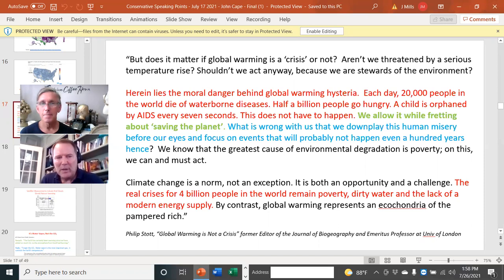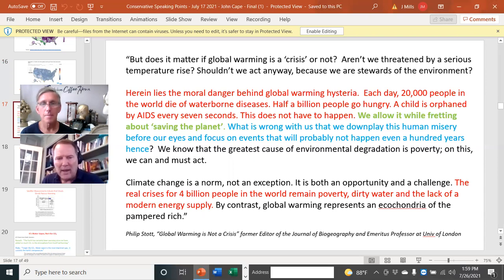Each day, 20,000 people in the world die of waterborne diseases. 500 million people go hungry. A child is orphaned by AIDS every 7 seconds. This does not have to happen. We allow it while fretting about saving the planet. What is wrong with us that we downplay this human misery before our eyes and focus on events that will probably not happen even in 100 years hence? We know that the greatest cause of environmental degradation is poverty. On this, we can and must act.